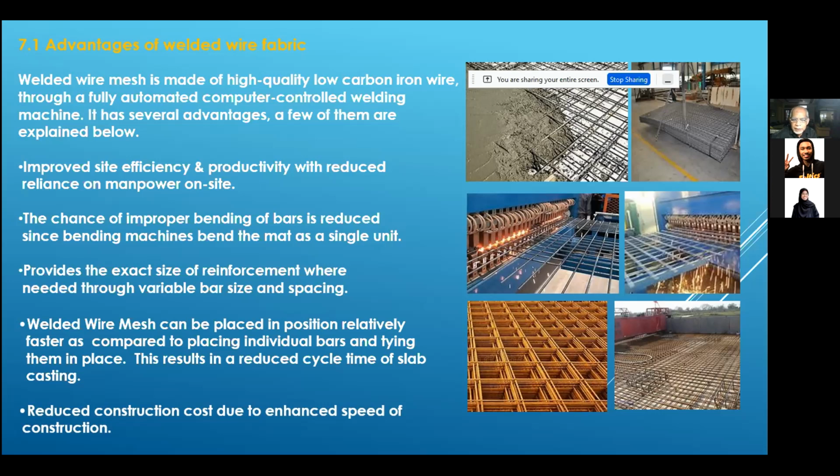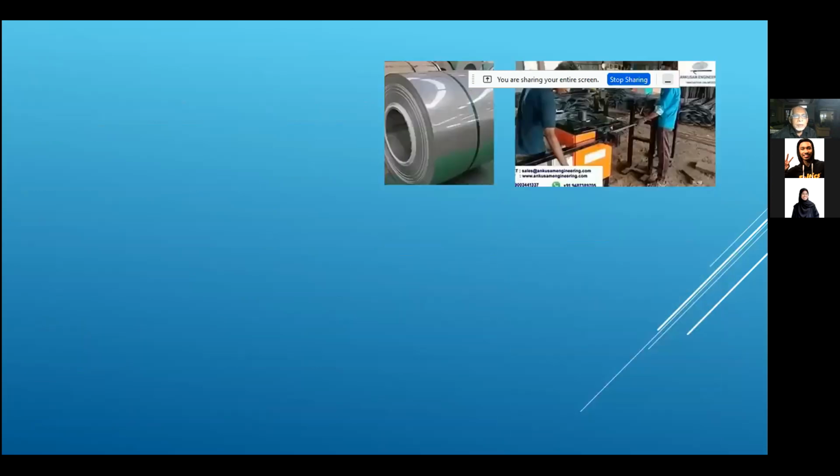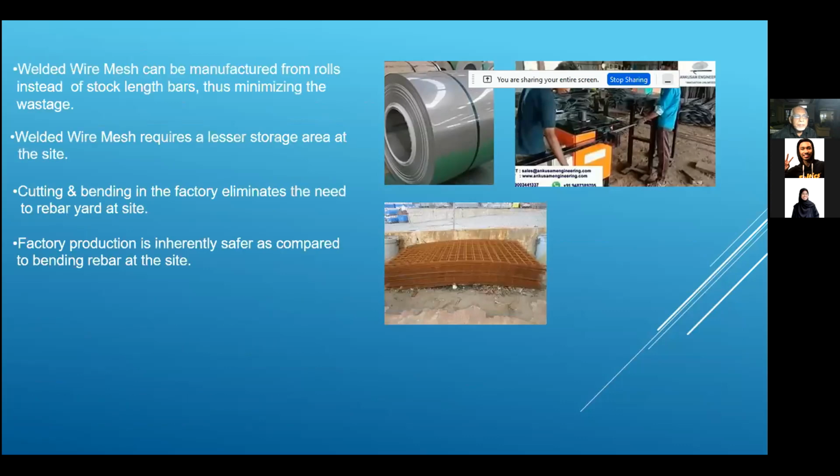And more, basically, welded wire mesh can be manufactured from rolls instead of a stock of length bars, thus minimizing wastage. When it comes in rolls, they combine together, then it forms the so-called reinforcement, then passes through the machine, and they weld it together. Welded wire mesh also requires less storage space at the site. You can stack it as high as you want.